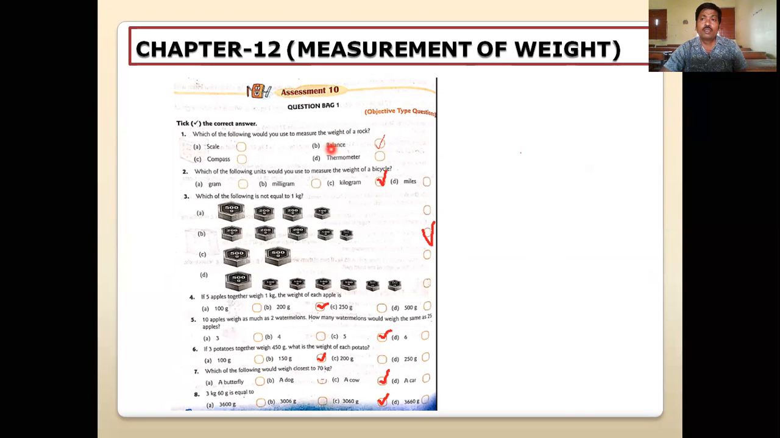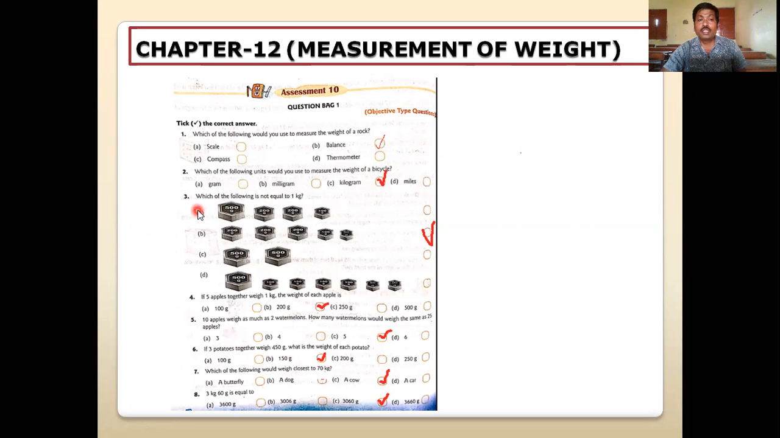Now, what does question number 2 say? Which of the following units would you use to measure the weight of a bicycle? A bicycle is a heavy thing, so not a gram, not a milligram. Yes, we use the kilogram unit to measure the weight of the bicycle.